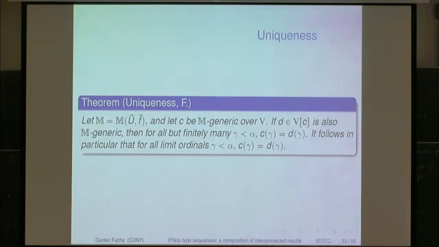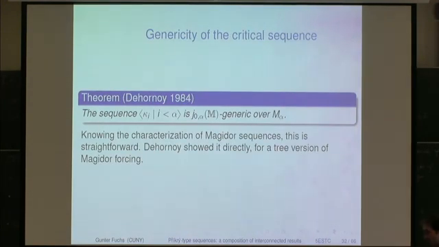Okay, so but now, as I said before, once you have the genericity of the critical sequence, then usually this makes it possible to show some kind of maximality result.